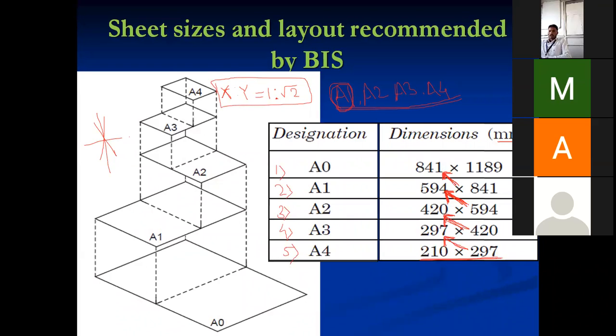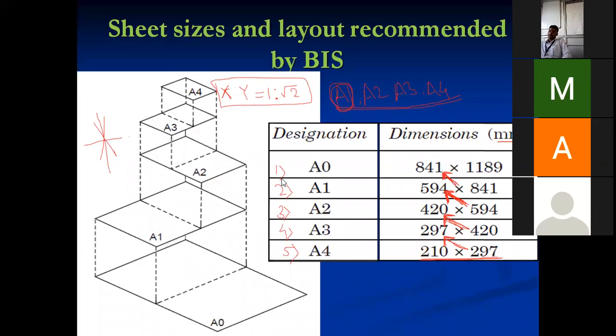Shall I ask one question again? Let me know what you understood. How many standard sheet sizes are there in total? 5. Which are they? A0, A1, A2, A3, A4. Very good. Five are there. Out of that, what is the criteria to maintain the ratio of dimensions? 1 is to root 2. 1 is to root 2 is the criteria.